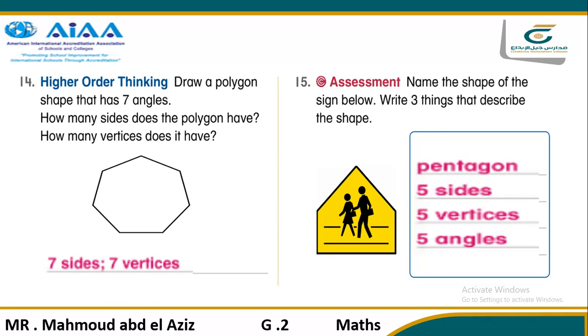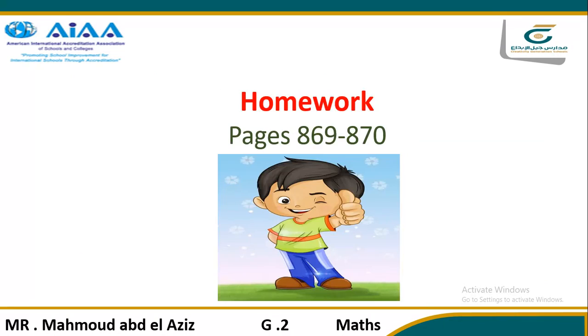So what do you know about a pentagon? A pentagon has 5 sides and 5 vertices and also 5 angles. 5 sides, 5 vertices, and 5 angles. It's a pentagon. Excellent, dear students.